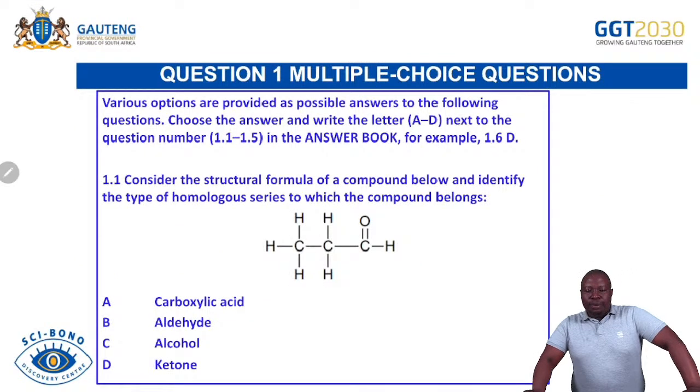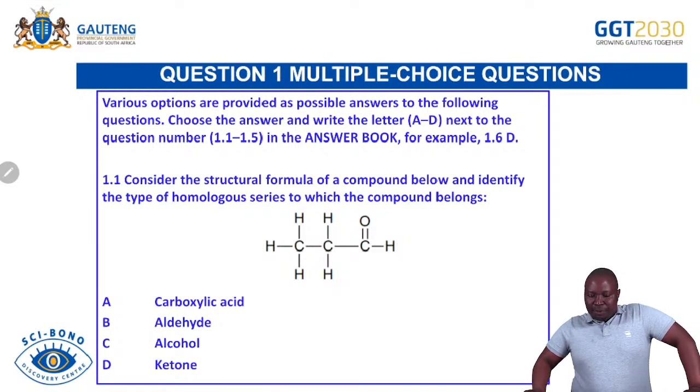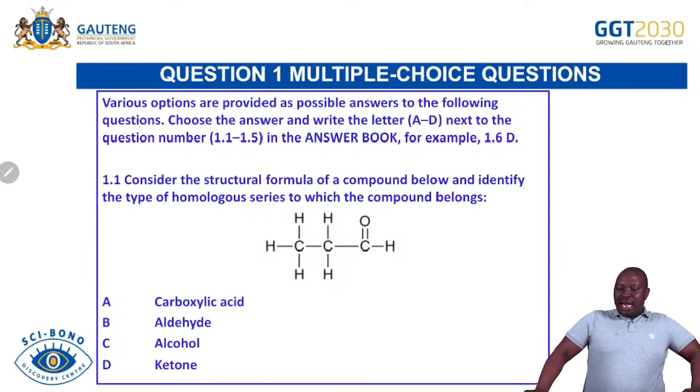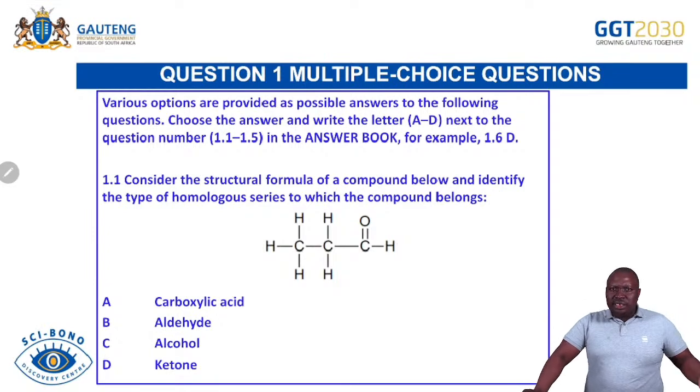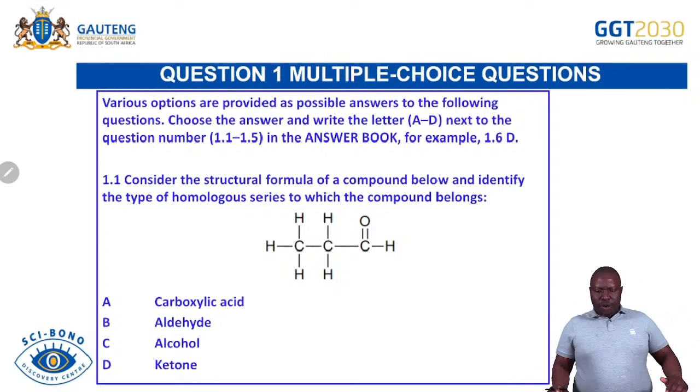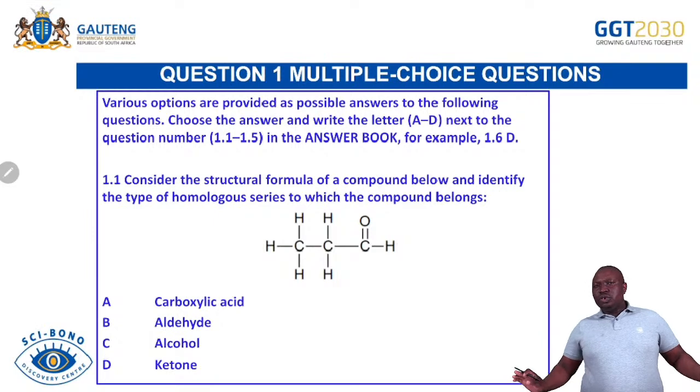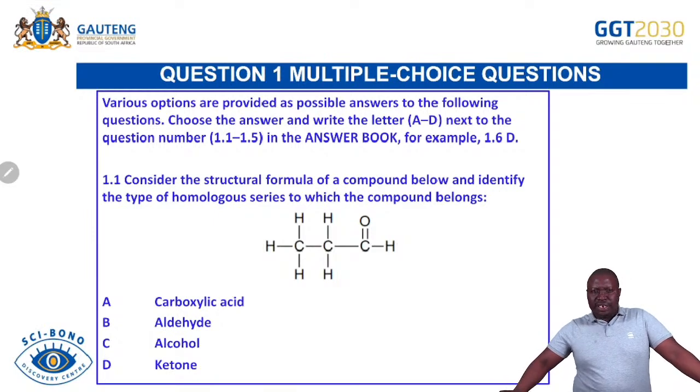For question 1, various options are provided as possible answers to the following questions. Choose the answer and write the letter A to D. Please write the letter. Don't copy the entire answer. If 1.1 is A, you just write A. You don't have to write carboxylic acid, for example. So you write the question number, then you write the letter.